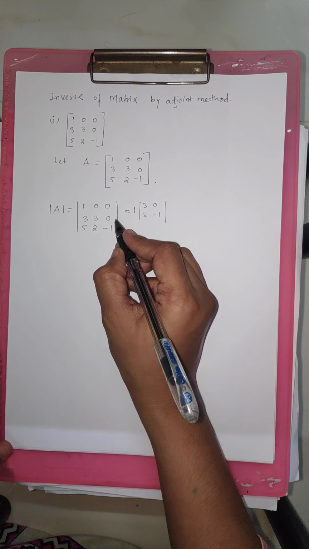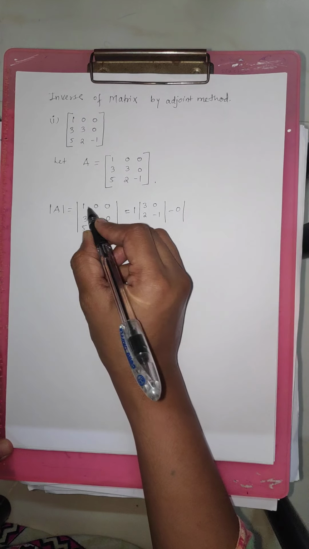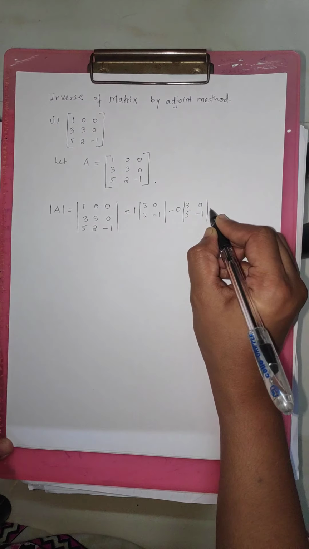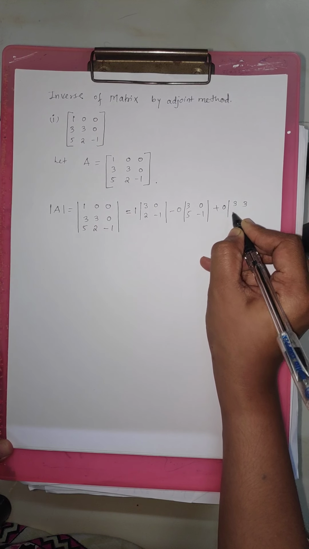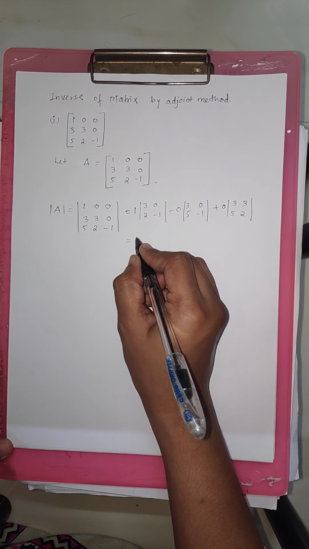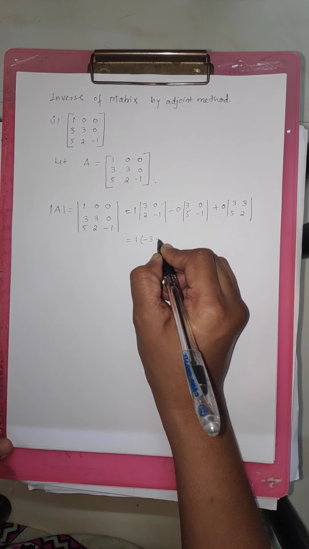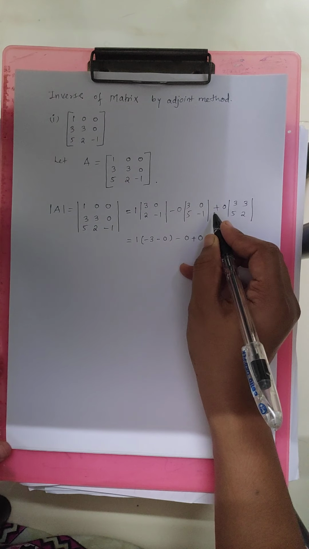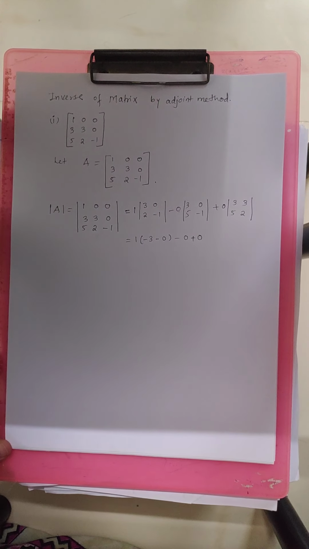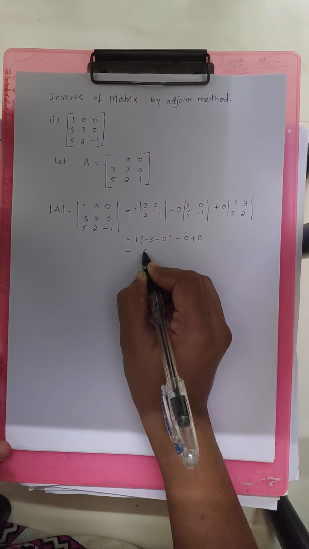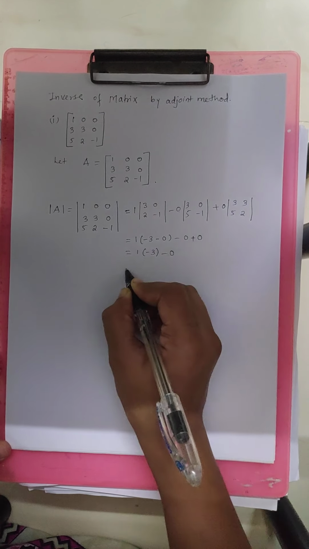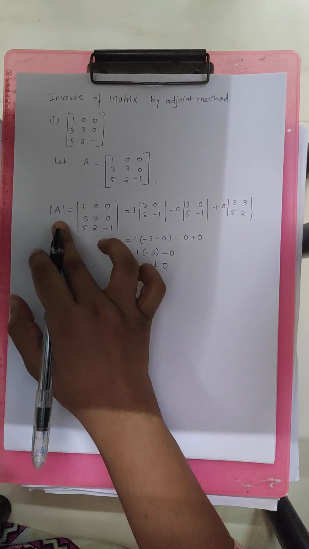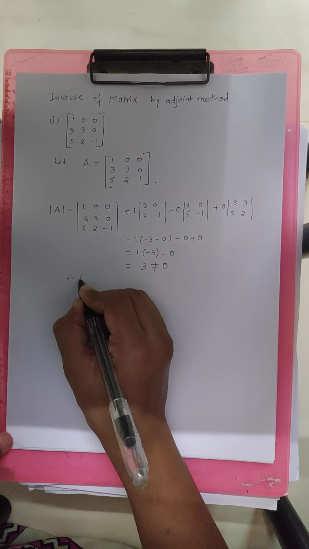You all know how to find the determinant. The next element is 0, and the next is also 0, so all of that will be 0 because the first terms are 0. So it is 1 times (-3 - 0), that is -3. That means it is non-zero. So if the determinant of A is non-zero, that means A inverse exists.